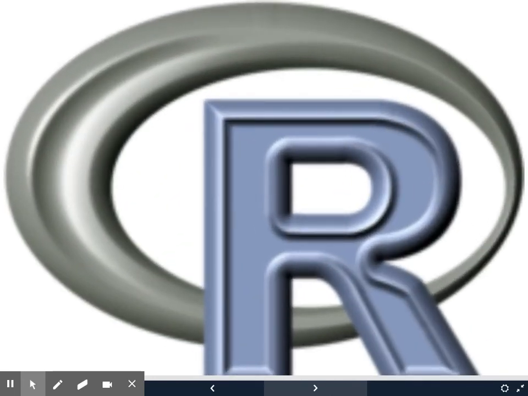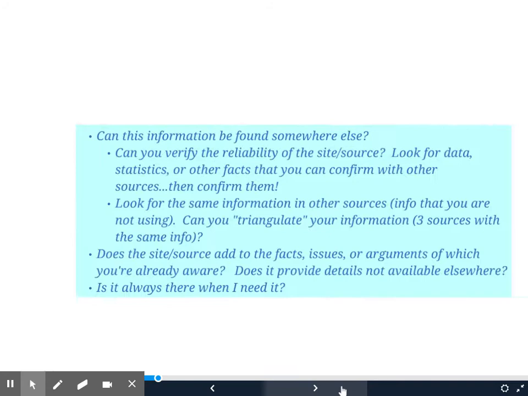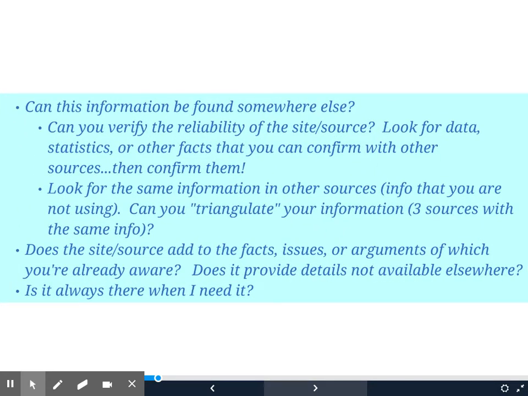Now we're going to move on to the R in CRAP, which stands for reliability. So first we had currency, now we have reliability. Can this information be found somewhere else? Can you verify the reliability of the site or source? Look for data, statistics, and other facts that you can confirm with other sources, then confirm them. Look for the same information in other sources, info that you are not using. Can you triangulate your information? Meaning, can you find it in 3 sources at least?